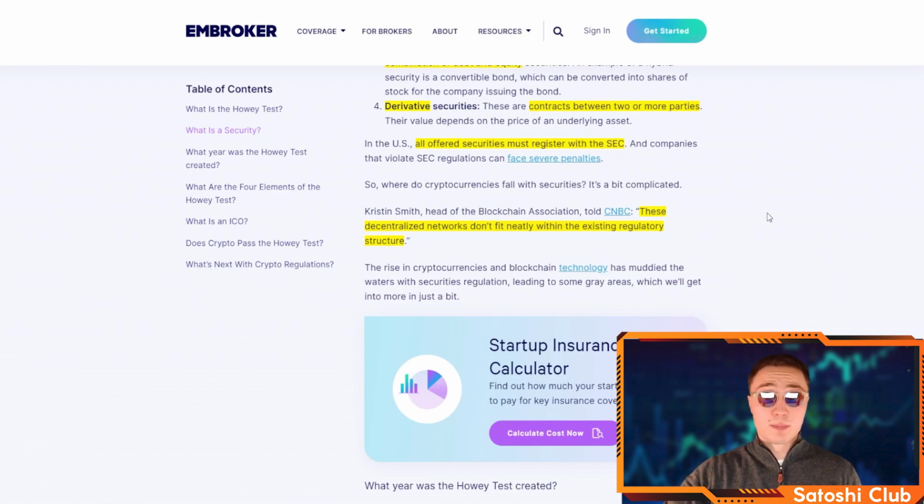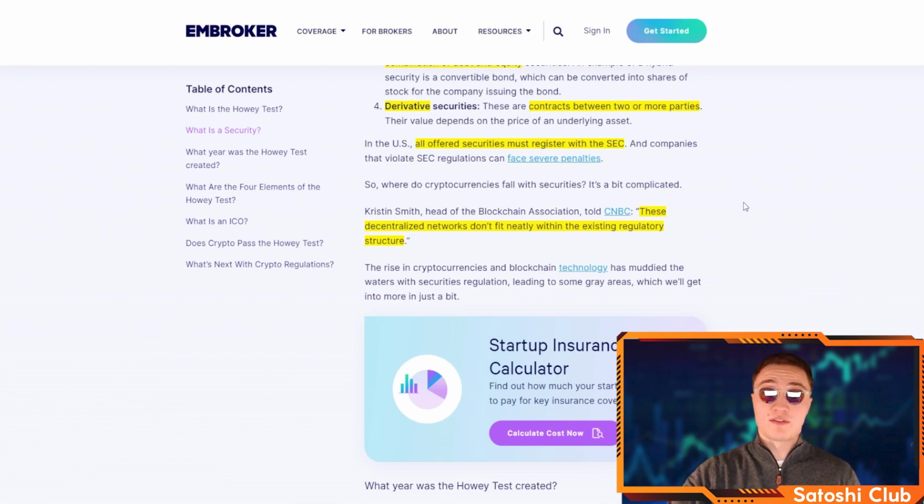And here comes the Ripple problem, because Ripple didn't register as a security, right? But the SEC thinks that Ripple should have registered as a security because they did kind of an ICO, but kind of not really. So that's why they're still in this lawsuit that's lasting over a few years. And if you want to find out more about that, you can watch the video looking right above me at this point. But let's move on.